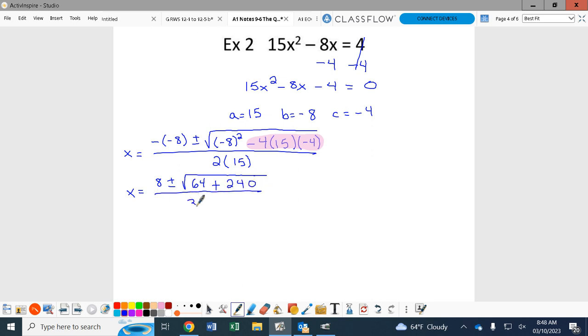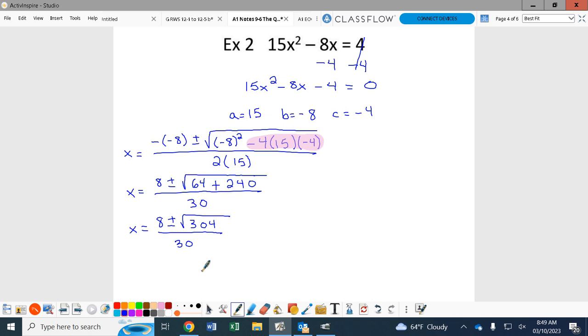All over 30. Kennedy, yes ma'am. Okay, you sure? Okay. Anybody else? Okay guys, here we go. X equals 8 plus or minus the square root of, what is 64 plus 240? 304. All over 30.